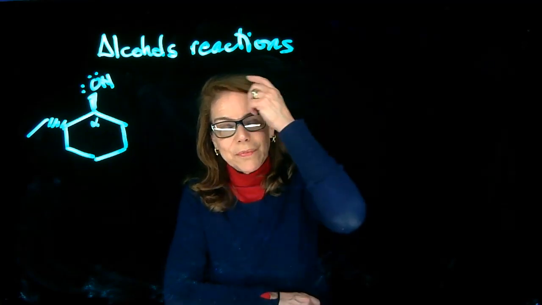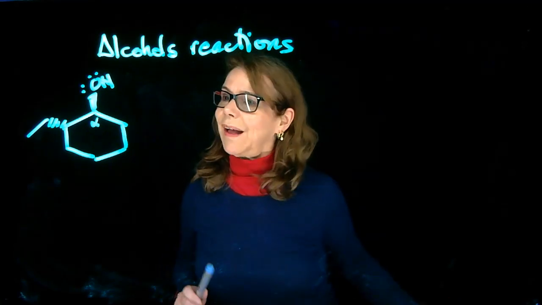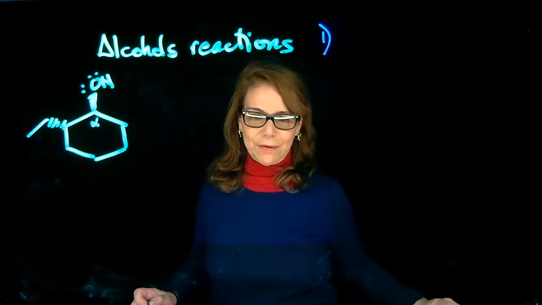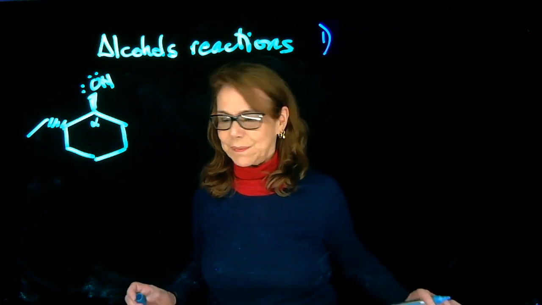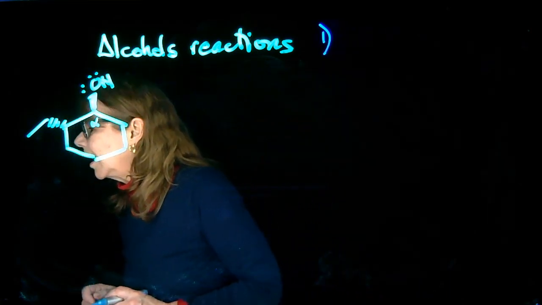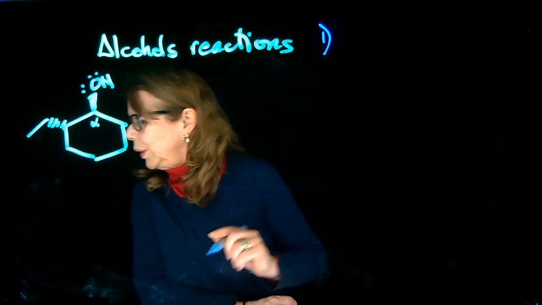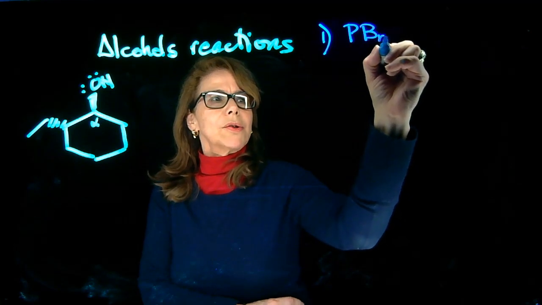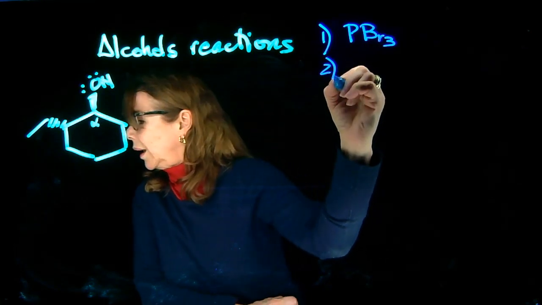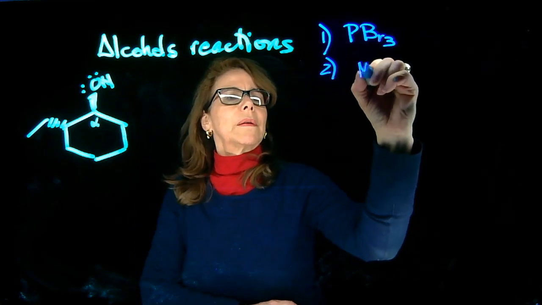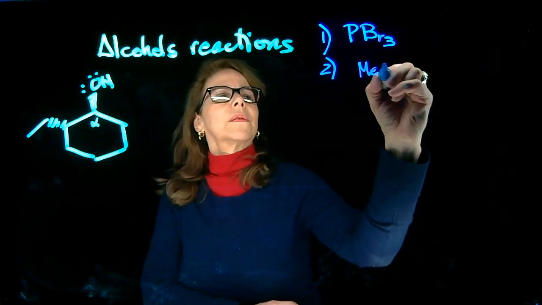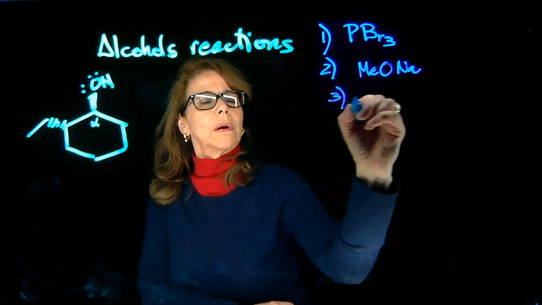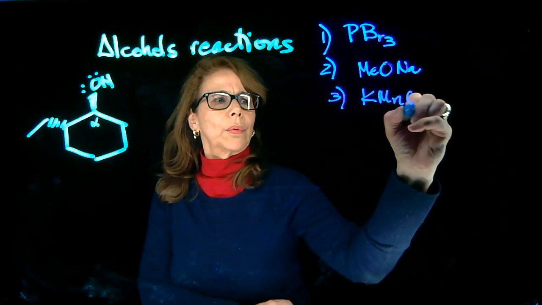We're going to continue reviewing alcohol's reactions. So this time, same molecule, we're going to treat it with a different set of reagents. What do we have here? First, I'm treating that with PBr3, and then second, we're putting sodium methoxide, and third, we're doing cold potassium permanganate.